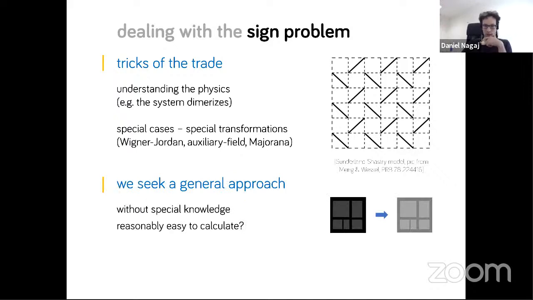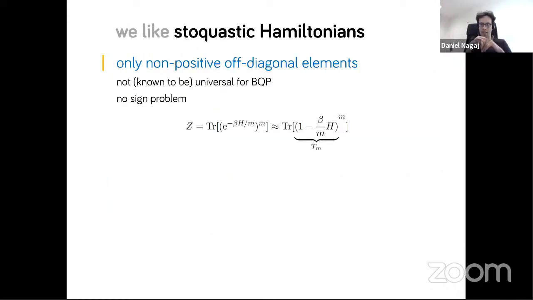What we want to do in our work is a general approach. So to go forward and deal with the sign problem, at least partially, without special knowledge of a system. So we can apply it generally whenever I get a system, I get a Hamiltonian, I can apply our method. And what we want is that our method of improving the sign would be reasonably easy to calculate. Our goal is to transform a Hamiltonian that has varying off-diagonal signs into a Hamiltonian that is stochastic. Stochastic Hamiltonians have only negative off-diagonal terms, or zero or negative.